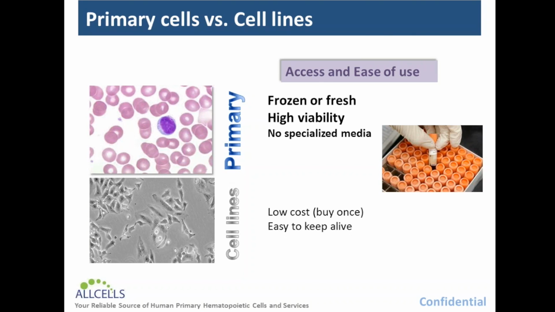Contrary to some claims, primary cells don't require special media additives and can be maintained in a 10% serum nutrient media. Although not always the case, primary cells can be a higher cost than cell lines, especially since researchers often get cell lines for free from collaborators and can grow them indefinitely. In contrast, primary cells have a limited lifespan and may survive for 2 days to 3 weeks depending on the cell type, and some cells can be passaged multiple times.